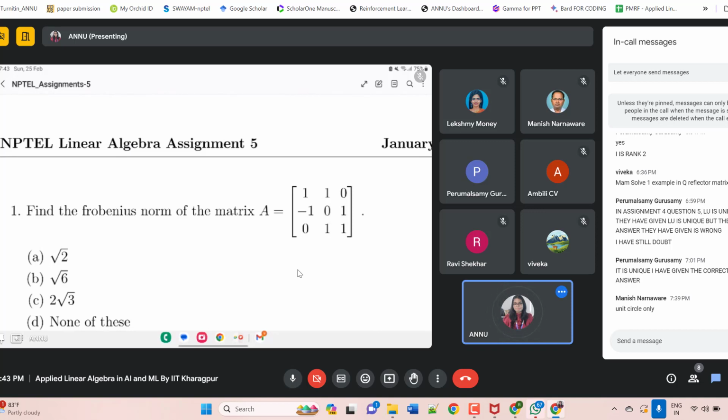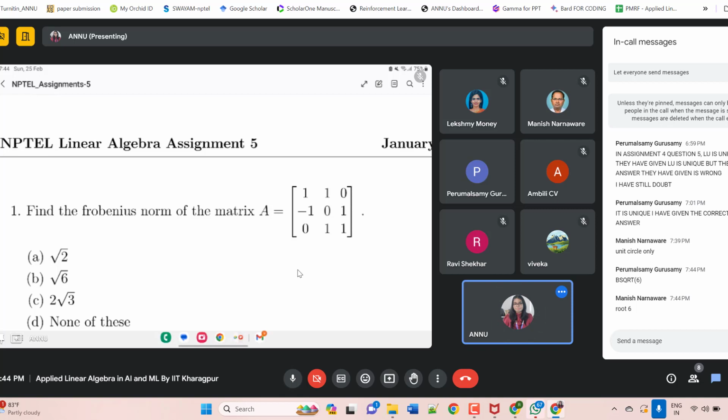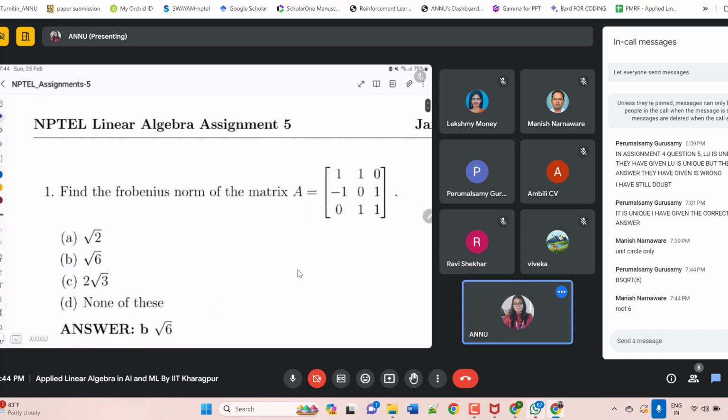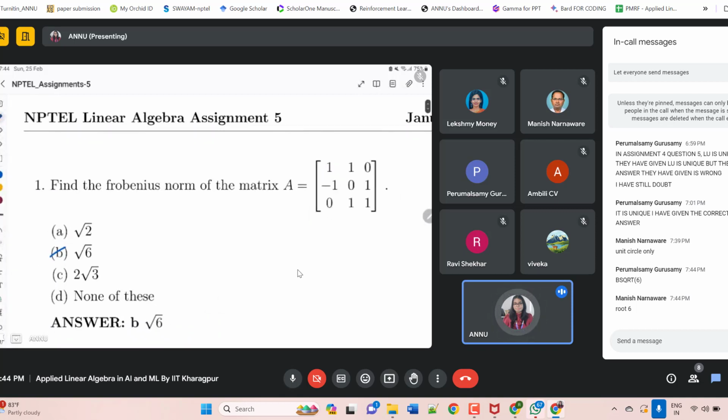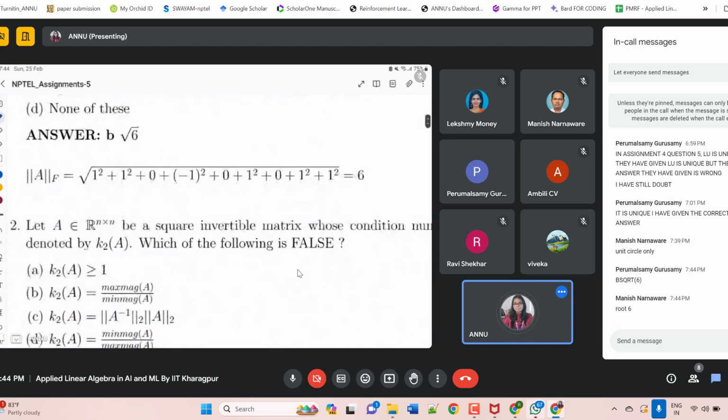Okay, so anyone? Anyway, you can calculate. Root 6, that's very great. Lakshmi told this is root 6. So the answer is also root 6. Great. Moving to the next question.